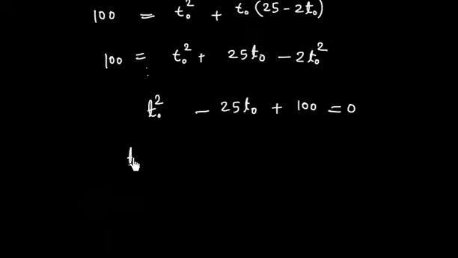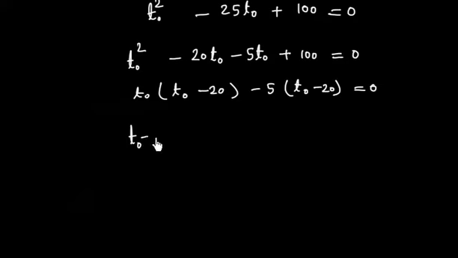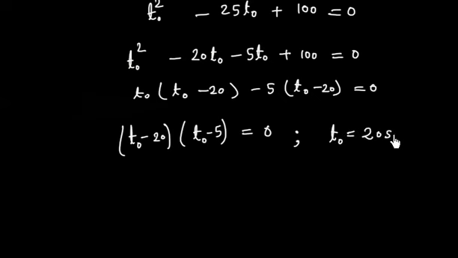So we can factorize this. t naught square minus 20 t naught minus 5 t naught plus 100 equals 0. Taking t naught common, we have t naught minus 20, and taking minus 5 common, we have t naught minus 20, equals 0. So t naught minus 20 times t naught minus 5 equals 0. This means t naught is 20 seconds, or t naught is 5 seconds.